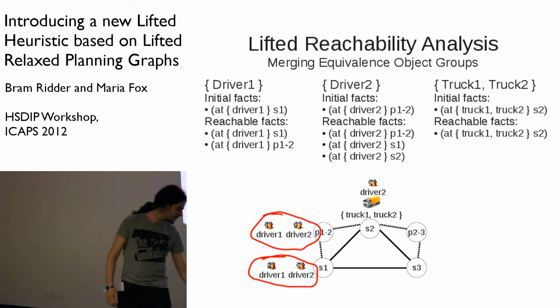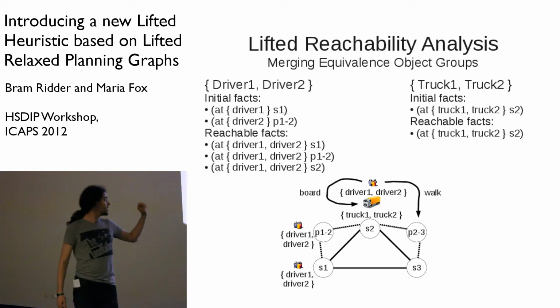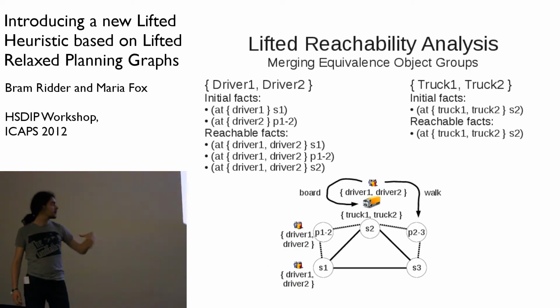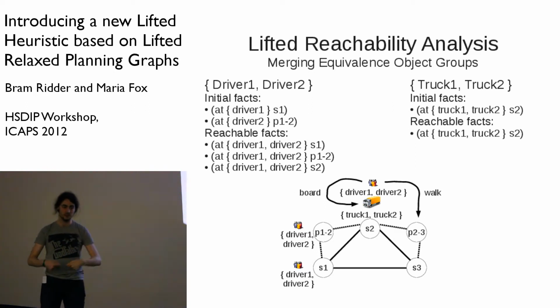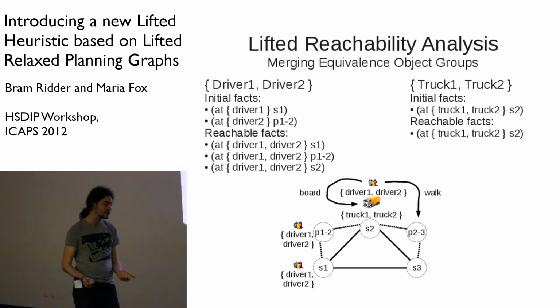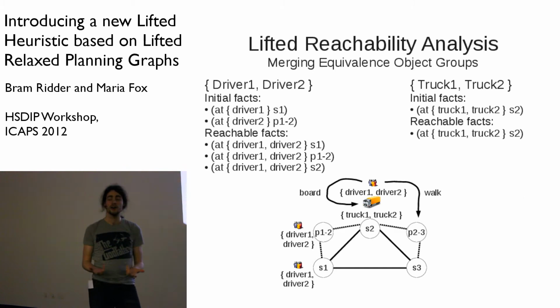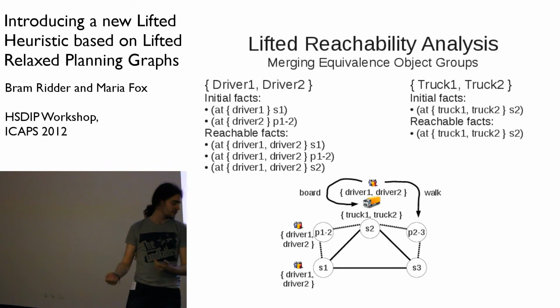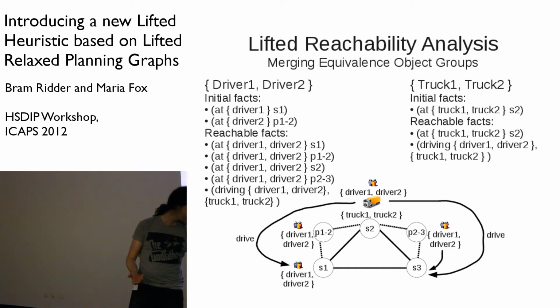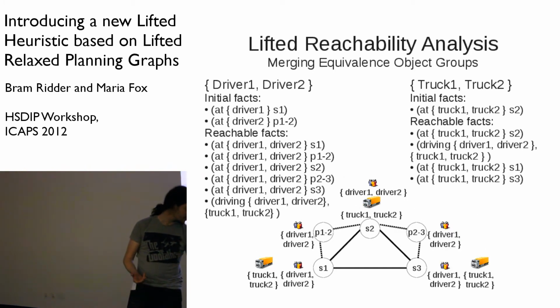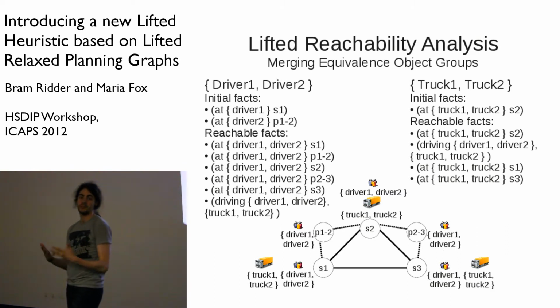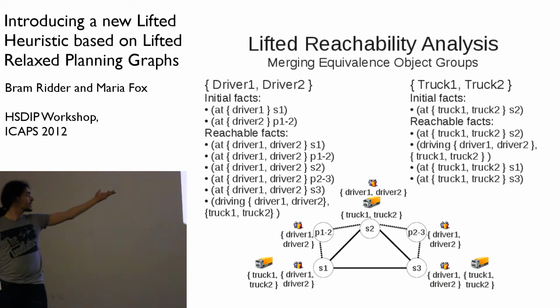So when we make them equivalent in this case, we treat them as a set of objects, and now we see driver 1 has reached location S2 without us having to introduce an action to make this so. From this point on, we work with sets of objects, sets of drivers, sets of trucks, and we continue building the relaxed plan. Drivers get into a truck, keep on moving, and eventually the trucks move, and we reach all the reachable states. And these are the same states that were reachable in the grounded case of FF.